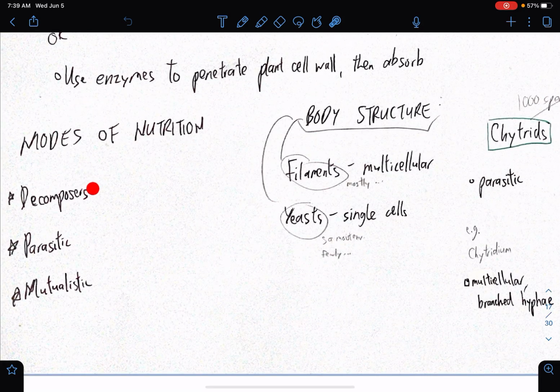Decomposers feed on organic matter. They're useful in regulating the amount of dead organic matter that is present in the natural environment, in nature.